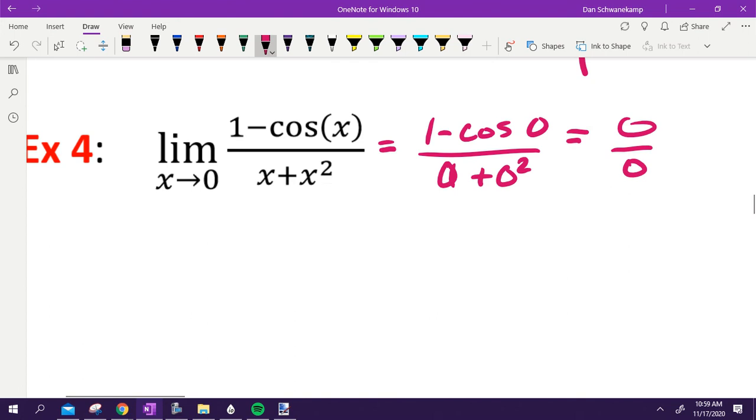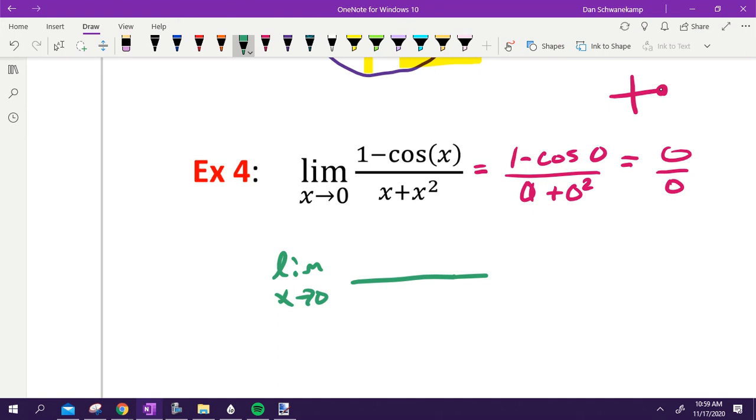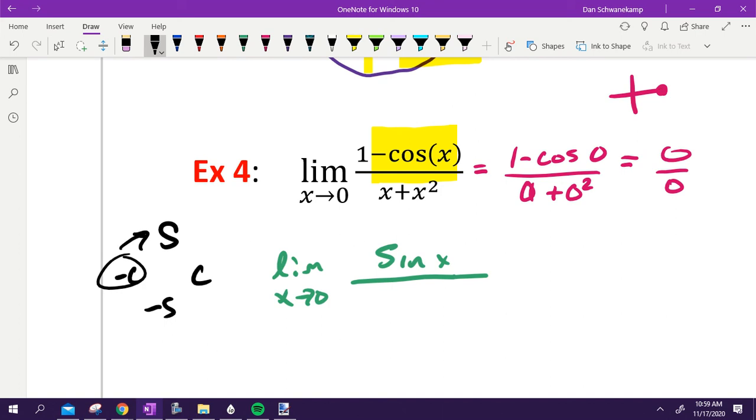Let's do L'Hopital's rule. Okay, so if I'm doing L'Hopital, the limit as x approaches 0. Michael, what's the derivative on top going to be? That is sine of x. Good. The derivative of 1 goes away, and then he is taking the derivative of negative cosine. That is sine x. Remember, negative cosine goes back to sine, which is what we want.